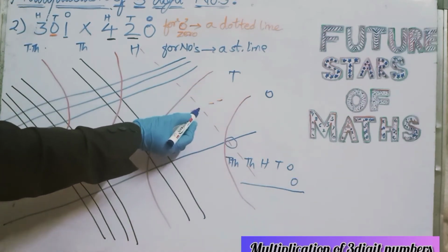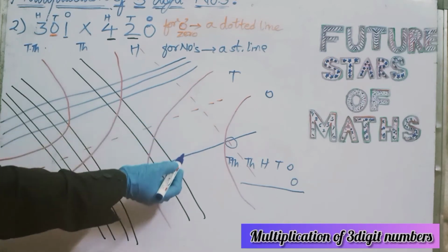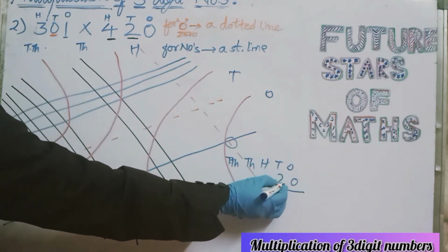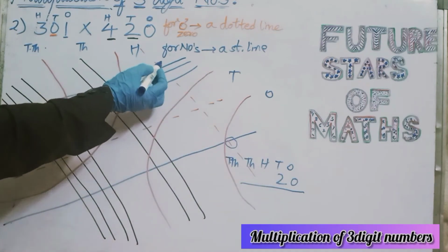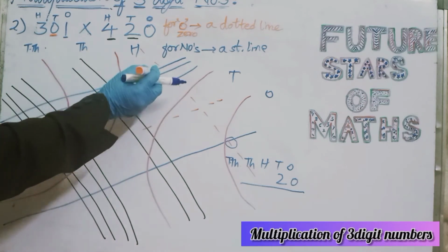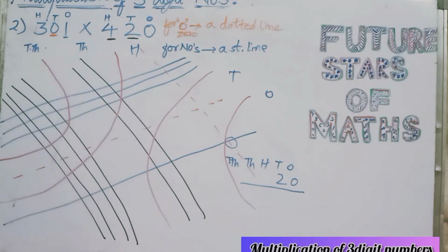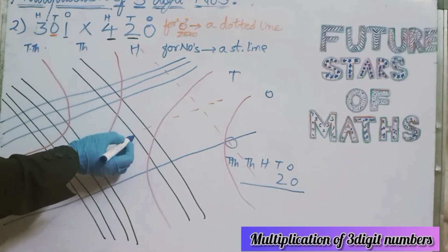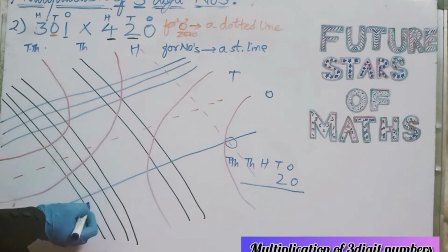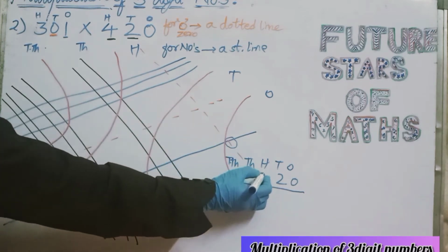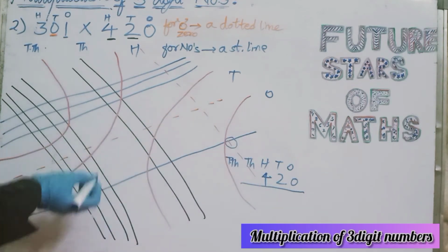Then in the tens place, no intersecting points here. Here 1, 2. So in the tens place I am getting 2. Then in the hundreds place, no intersecting points over here. Here it is a dotted line. That means no line over here. No intersecting points. Here also no intersecting points. Here there are intersecting points. So I'll count this 1, 2, 3 and 4. So in the hundreds place I have 4.